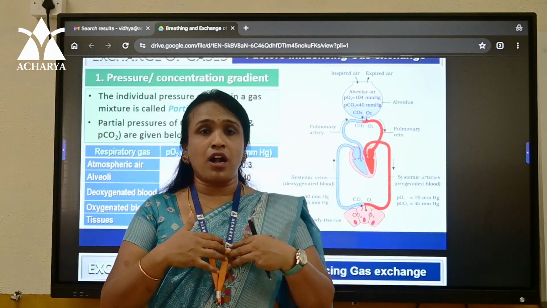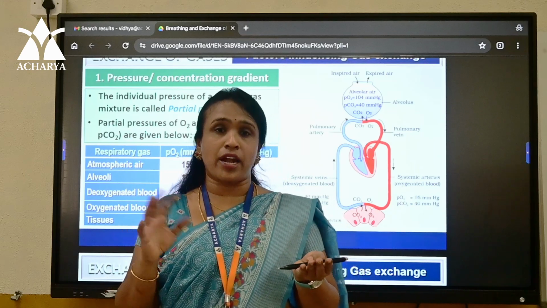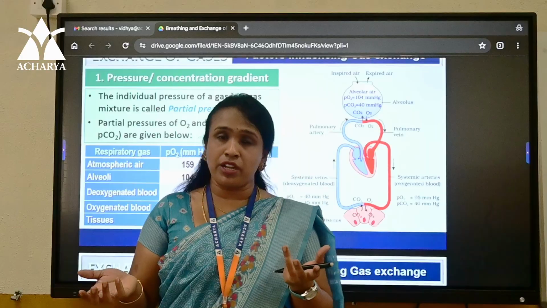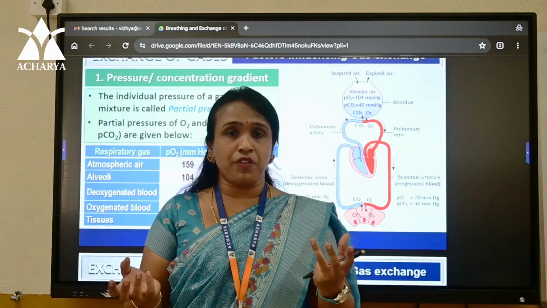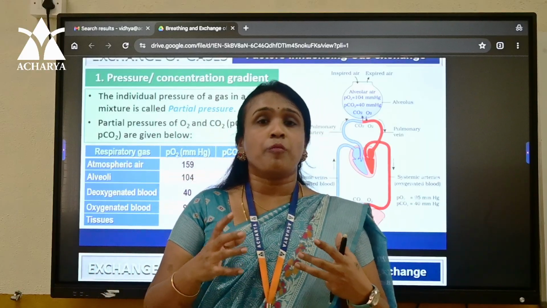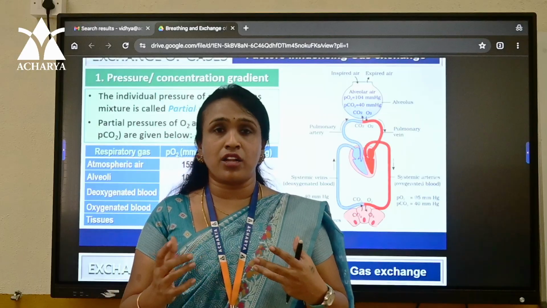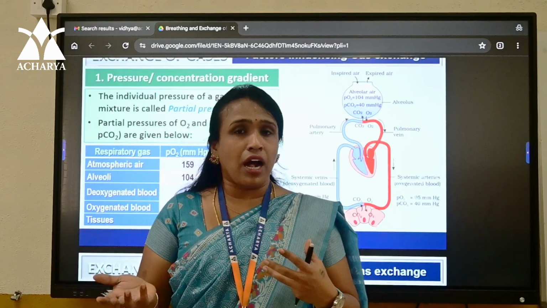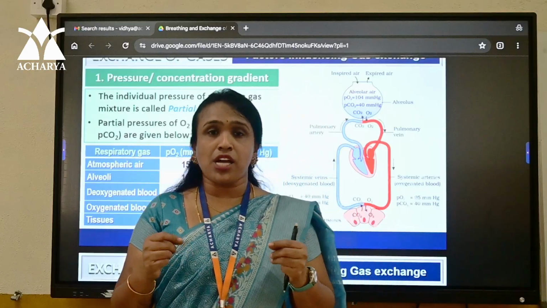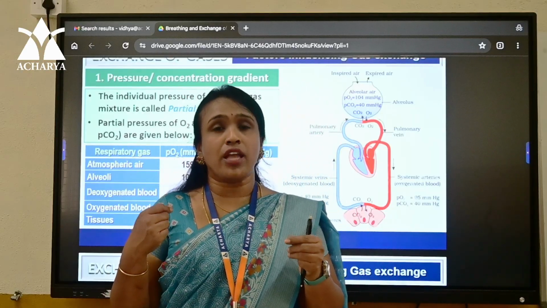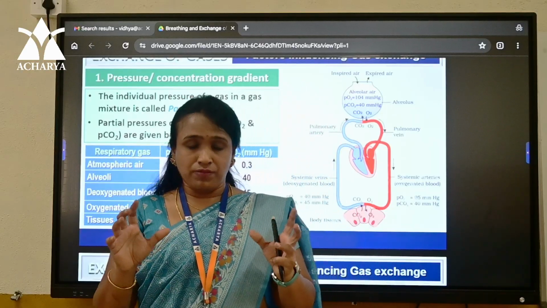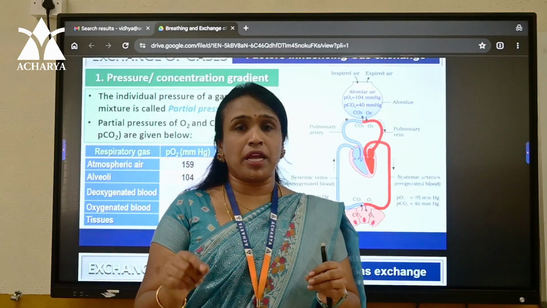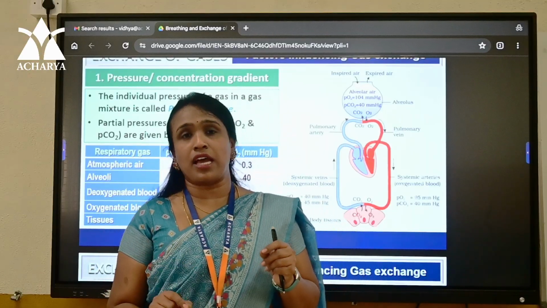The pulmonary artery divides into two branches, right and left. Each one of them will reach into the right lung and the left lung, where they divide into n number of pulmonary arterioles. If we have millions of alveoli, millions of arterioles are formed. Each arteriole is connected to each alveolus, where the actual exchange of gases will take place. Hence we call alveoli the primary site of exchange of gases.